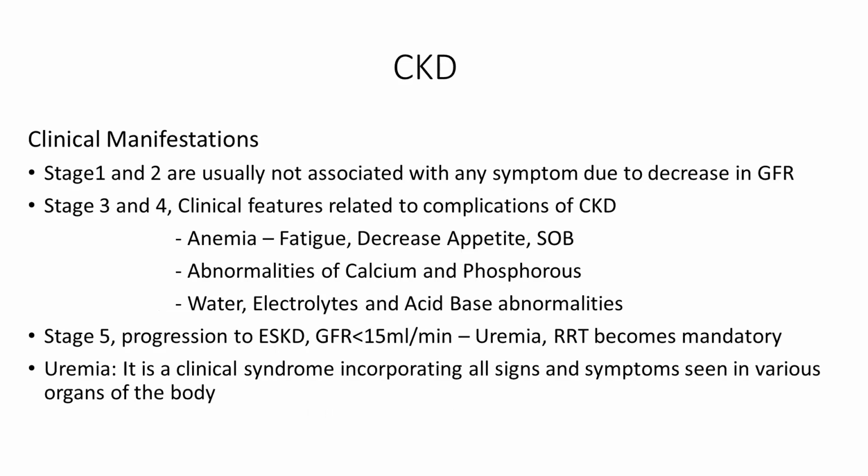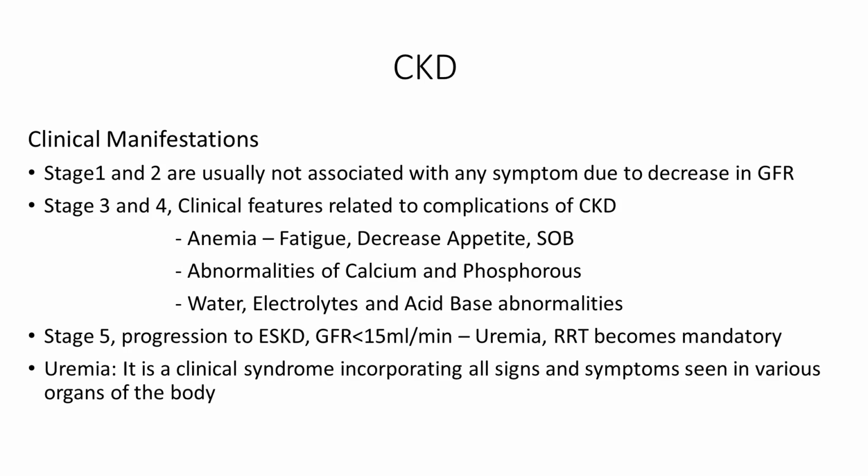Now, what are the clinical manifestations of chronic kidney disease? Stage 1 and 2 are usually not associated with any symptoms due to decrease in GFR, because in stage 1, GFR is more than 90, whereas in stage 2, it is between 90 to 60 ml per minute. So the clinical manifestations like uremia or other symptoms are usually absent during stage 1 and stage 2 of chronic kidney disease.